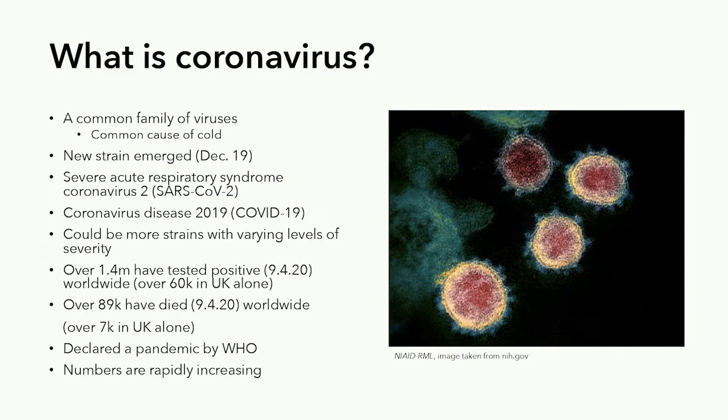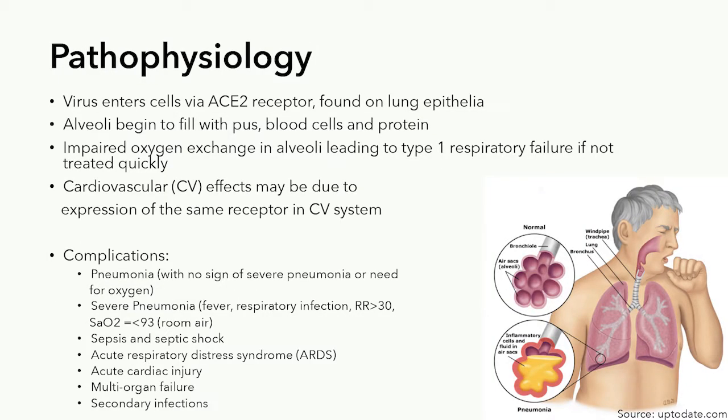The disease is rapidly progressive and the numbers are sharply increasing worldwide. As of earlier today, 1.4 million have tested positive, with over 60,000 in England and UK alone, and over 89,000 patients have died worldwide. So it is quite serious. Of course, it was declared as a pandemic by the WHO last month. So, what does the virus actually do?